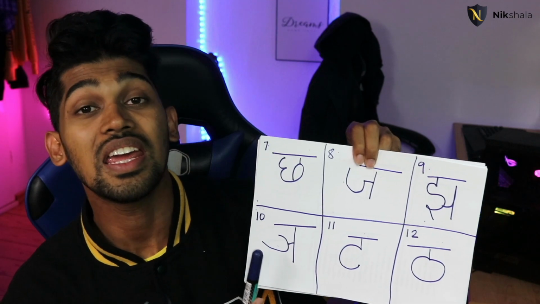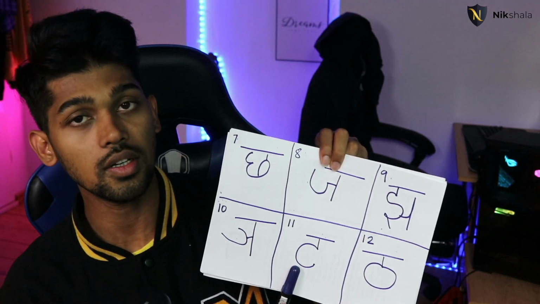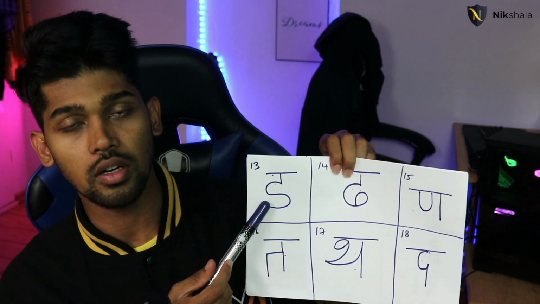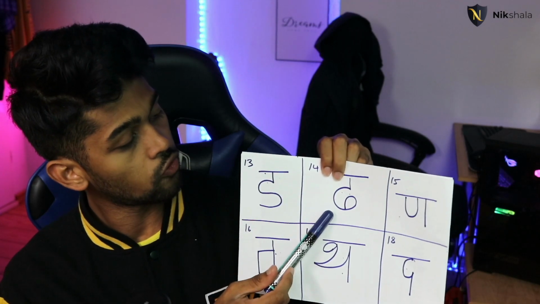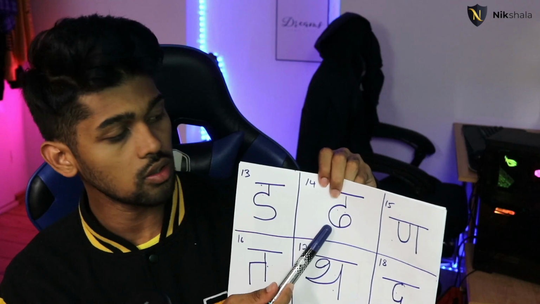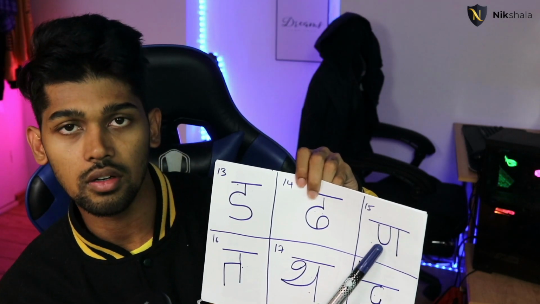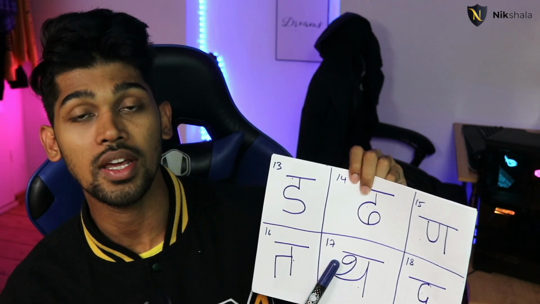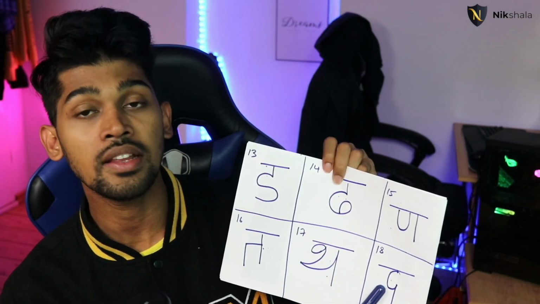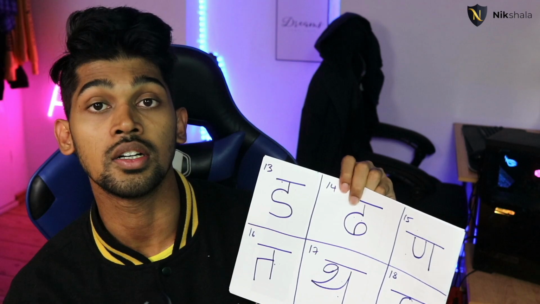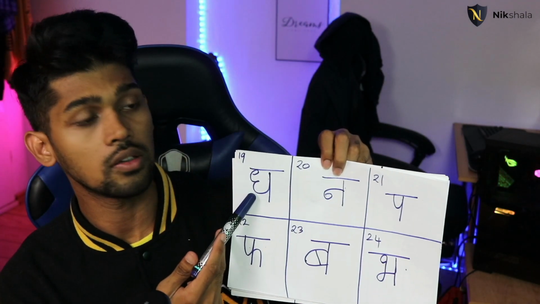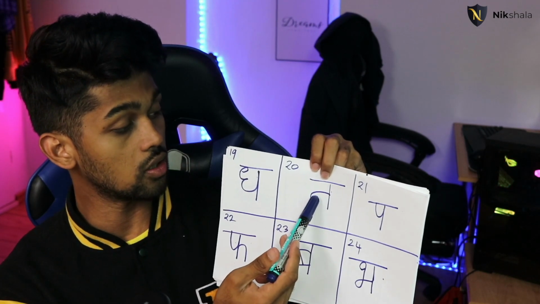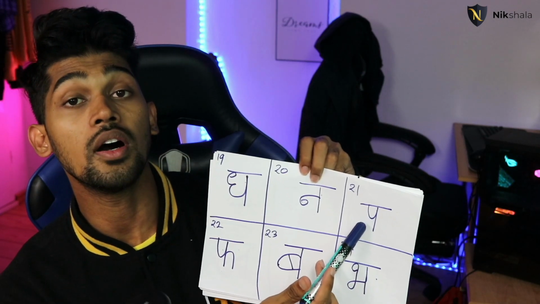So 11th one is T. 13th one is D. 14th one is D, N. 15th one is N. 16th one is T. 17th one is Th. 18th one is D. 19th one is Dh. 20th, N. That's how I write my name, Nikhilesh. 21st is P.